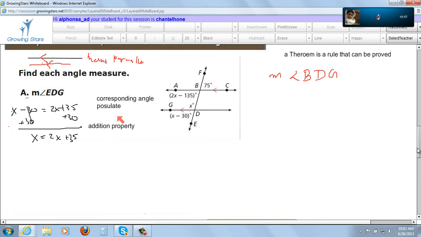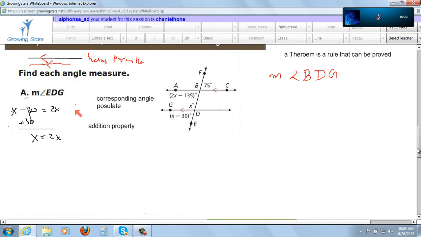Okay, next step. How do I move the x? Oh, it's 65. Now minus, x minus 35. Here also you have made a mistake. It is 2x minus 135. See? 2x minus 135.